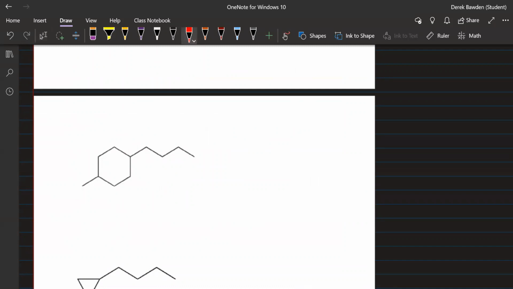So we want to look at our substituents. For rings, you want to determine if there's a carbon chain longer outside of the ring or if the ring is the longest carbon chain, okay? So we can see here we have 1, 2, 3, 4 carbons in this chain, whereas we have 1, 2, 3, 4, 5, 6 carbons in the ring, okay? So our ring is going to be the parent chain here, okay?